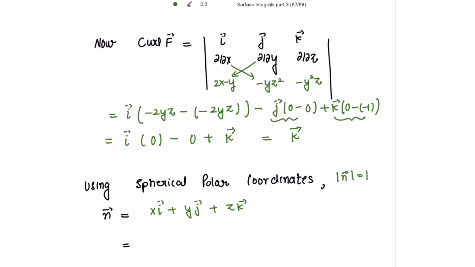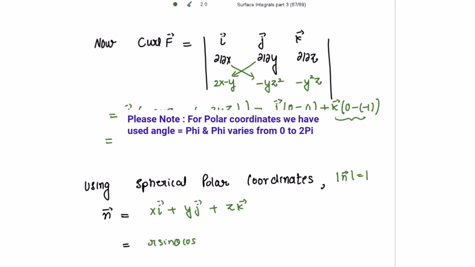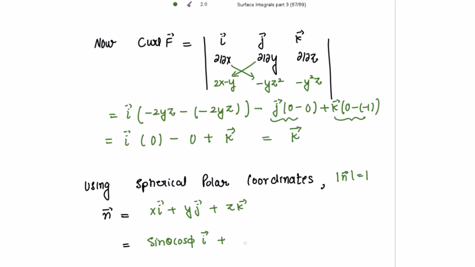Right? So for spherical polar coordinates, we put x equal to r sine theta cos phi. Because radius is 1, I am writing this as sine theta cos phi. So this is sine theta cos phi i vector. Similarly, writing y to be r sine theta sine phi, r is 1. So this is sine theta sine phi j vector plus z is r cos theta, r is 1. So I am writing here cos theta k vector. Is it okay? Fine? Okay.